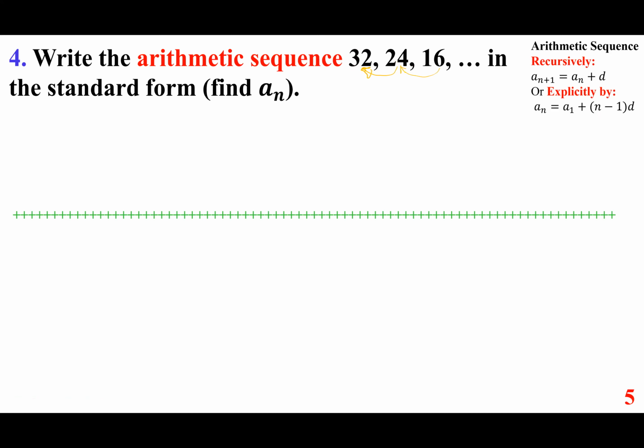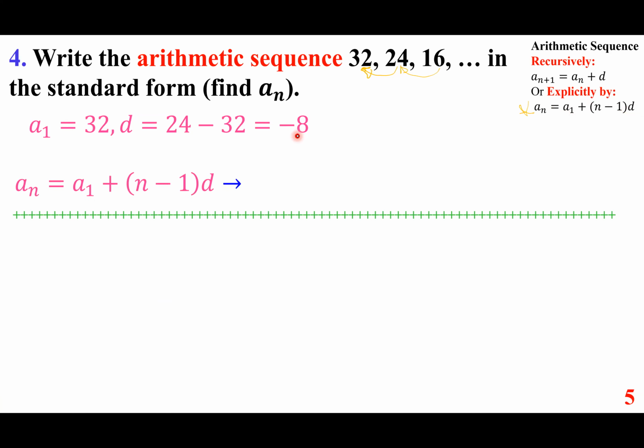You look at the difference here just to make sure they're identical, and it's -8. Because it becomes smaller by 8, 24 minus 32 is -8. So we can use this general form, a sub n equals a sub 1, meaning 32, plus n minus 1 times the d, meaning -8. So we're going to replace the a sub 1, and we're going to replace the d with -8.